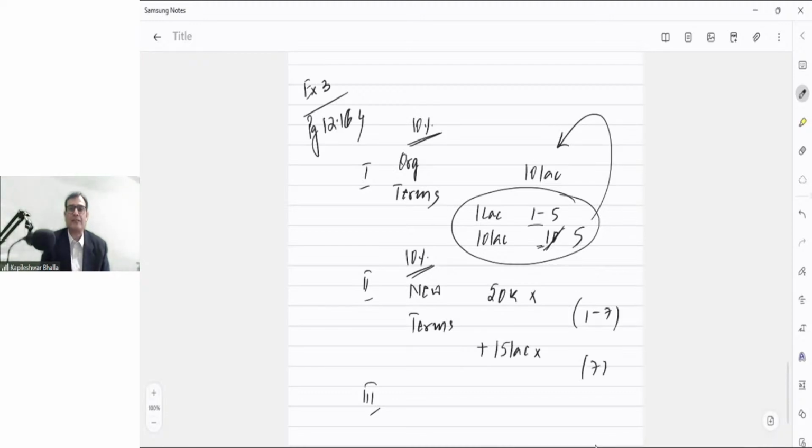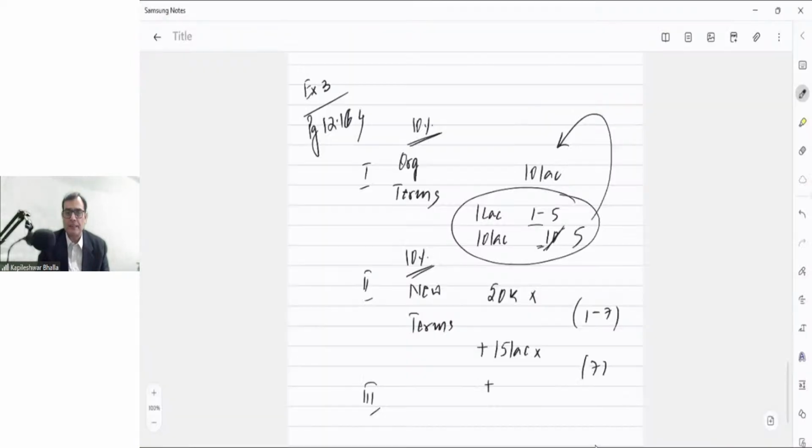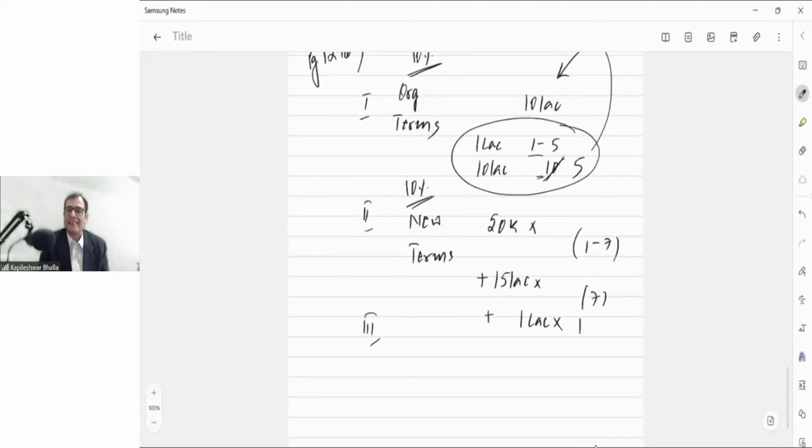So we need a PV factor for the 7th year end as well. And to this, we'll also include the TC. The TC, the legal fees incurred, is to the extent of 1 lakh rupees, which is paid at time 0. So the PV factor is 1. We need to consider all the cash outflows, and these cash outflows are based on the new terms. So let me get the discounting factor at 10% for 7 years. So 10%: 1, 2, 3, 4, 5, 6, 7. The 7th year factor is 0.513.